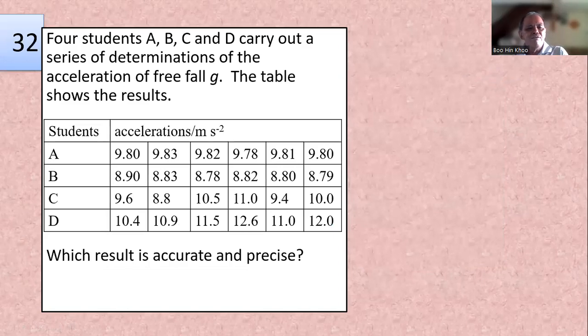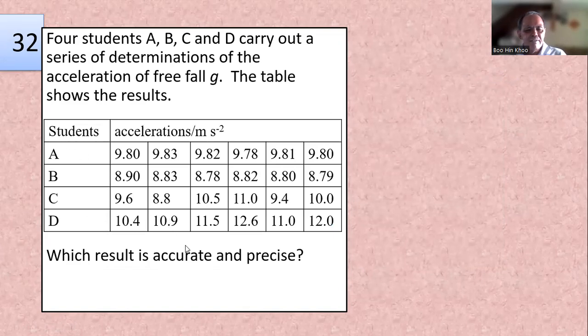Let's look at 4 students, A, B, C, and D, who carry out a series of determinations of the acceleration of free fall. The table shows the results. This is the acceleration due to gravity measured by 4 different students. Which result is accurate and precise? Remember, the true value is 9.81.